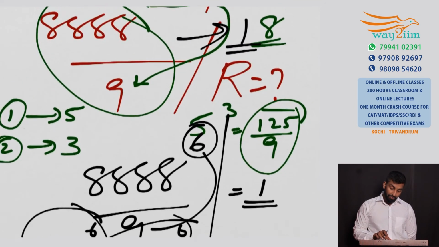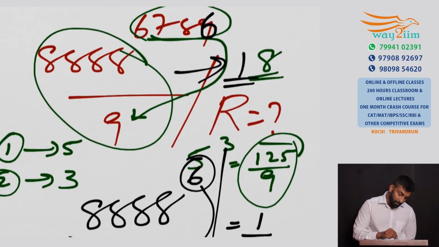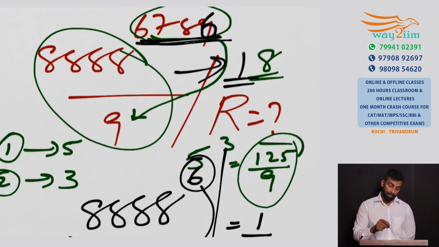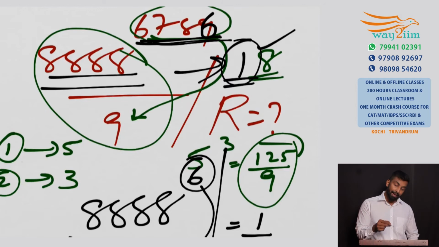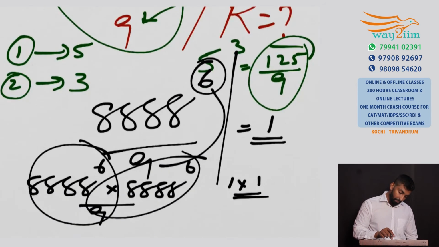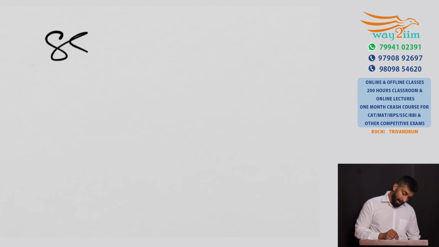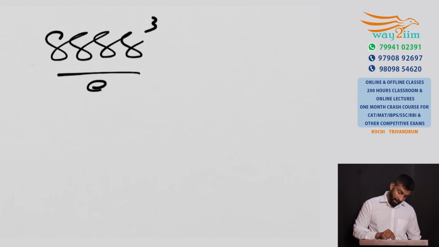So anything which is a multiple of 6, if it comes here, you get remainder 1. Here 6786 is a multiple of 6. That's why if that was the power, then the remainder would have been 1. So what we understood is, 8888 raised to 6786 divided by 9 gives 1. Then how much is left out? In our question it was 6789, right? So what is the balance? The balance is 8888 raised to 3 by 9.